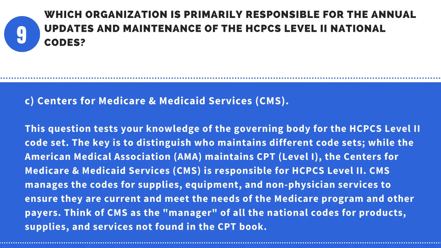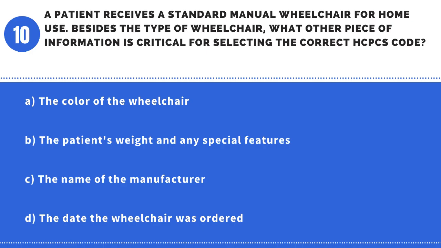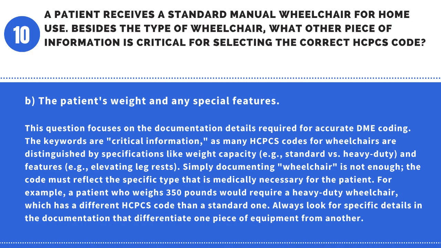Question 10. A patient receives a standard manual wheelchair for home use. Besides the type of wheelchair, what other piece of information is critical for selecting the correct HCPCS code? A. The color of the wheelchair. B. The patient's weight and any special features. C. The name of the manufacturer. D. The date the wheelchair was ordered. Answer: B. The patient's weight and any special features.